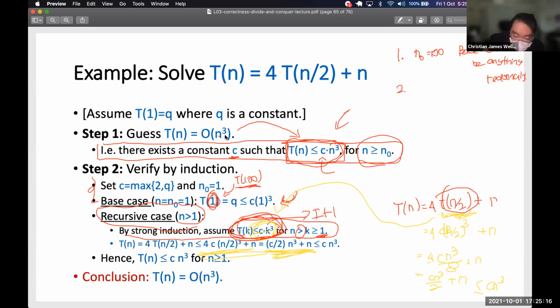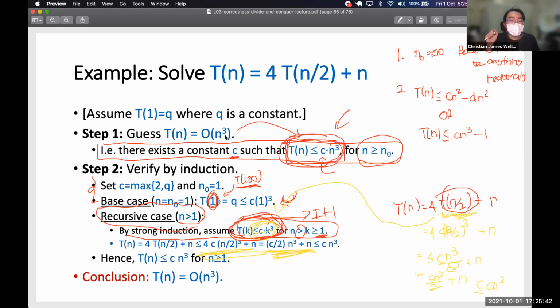I say this because sometimes the inductive hypothesis can be Tn less than or equal to Cn cube, maybe minus Dn cube, something like this. Or you can also set it up as Tn less than Cn cube plus or minus 1 for some reason. So if you come up with an inductive hypothesis, don't be too hung up on showing it's less than or equal to Cn cube. You can be wrong.